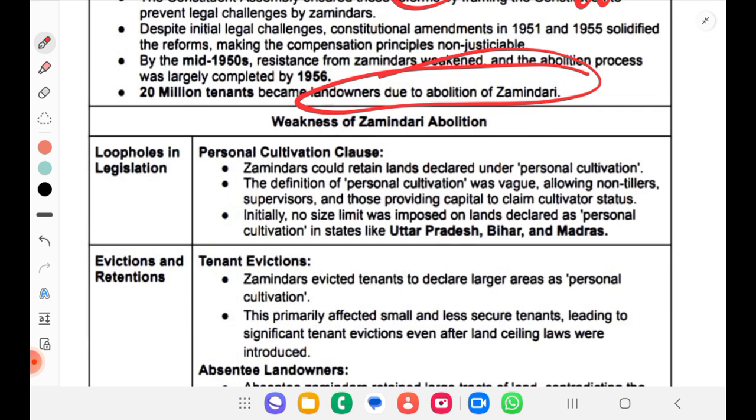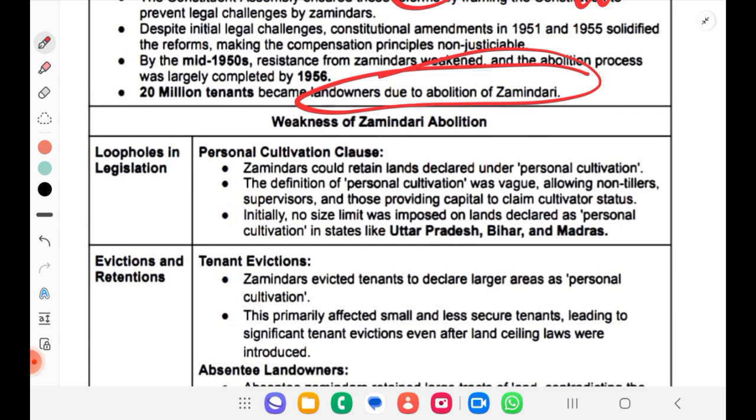See, we didn't say everyone became owners. We said 20 million. Why were others left out? Because of loopholes in the legislation. Personal cultivation clause: zamindars could retain land declared under personal cultivation. The definition of personal cultivation was vague, allowing non-tillers, supervisors and those providing capital to claim cultivator status. So it was supposed to be that whoever tills will get the land, but they didn't say who counts as a personal cultivator. So this was a loophole.